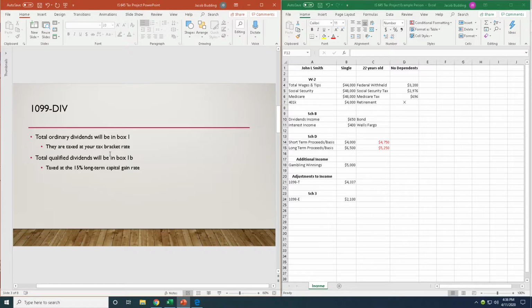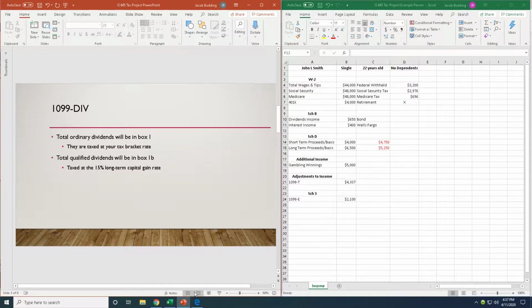So that could be all the different tax brackets based on how much money you made from your W-2. So say this 44,000 was instead 120,000. You're now going to be taxed at something way higher. So this $650 will now be taxed at an increased rate. But because it's qualified dividends, they're going to be taxed at the 15% long-term capital gain rate. So this doesn't matter if you made the 44,000 or the $140,000 throughout the year.